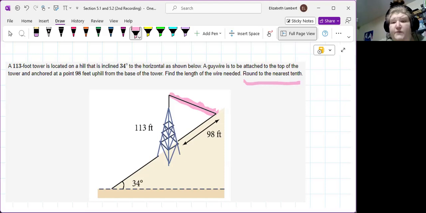So I'm not going to solve this whole problem, but I'm going to help you guys see where the pieces are. So our tower here, towers are straight up and down. We're going to drop that line all the way down.